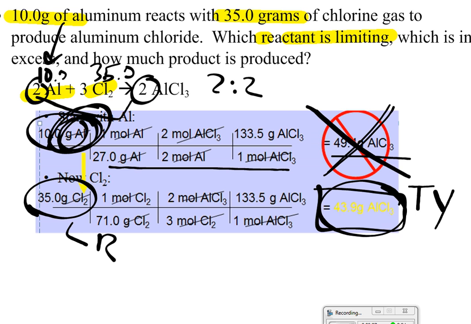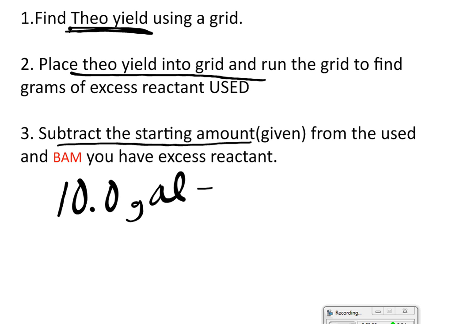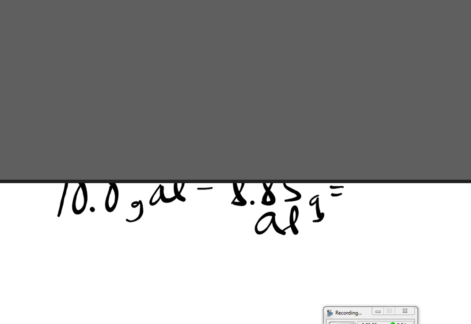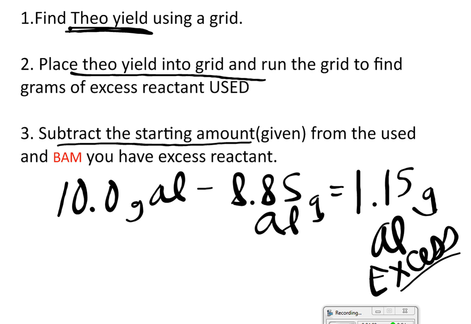If I go back to the original problem, I started with 10 grams of aluminum. So you subtract the starting amount, 10.0 grams of aluminum, minus the amount of aluminum that was used, 8.85 grams of aluminum according to the calculation that we did in the grid. That means I have 1.15 grams of aluminum, which is what we consider to be the excess. That is the amount left over.